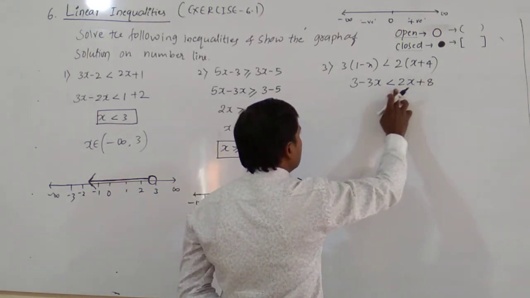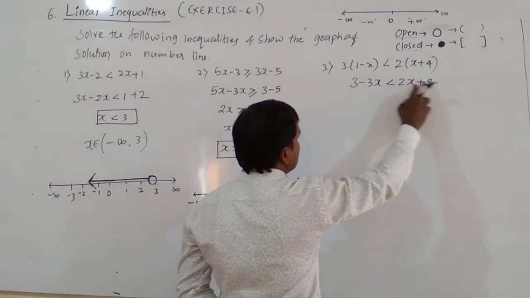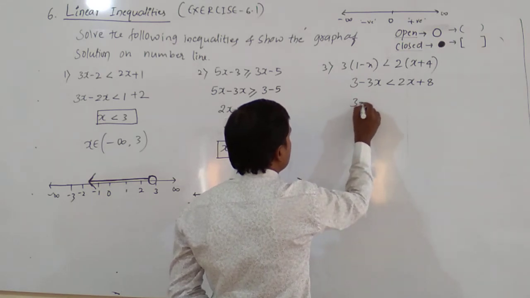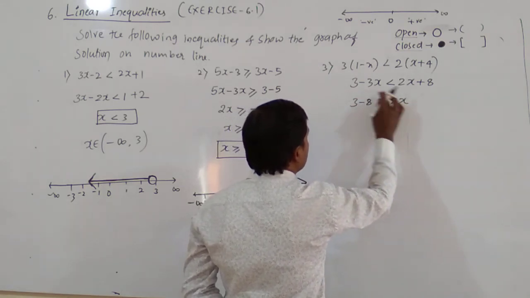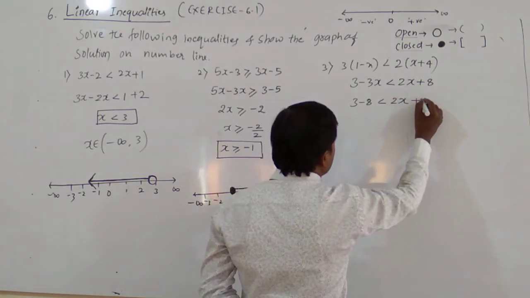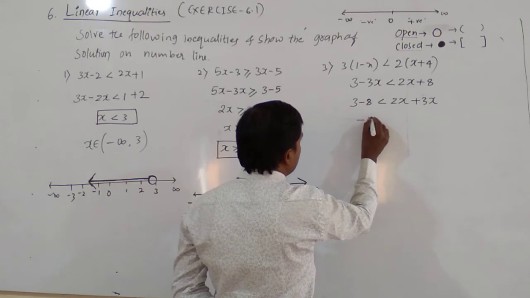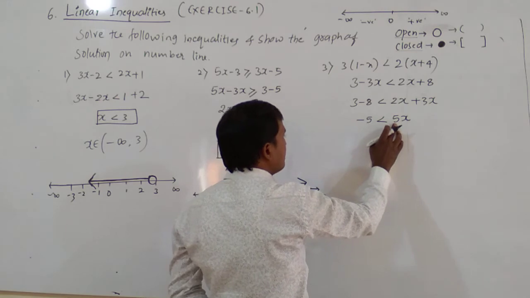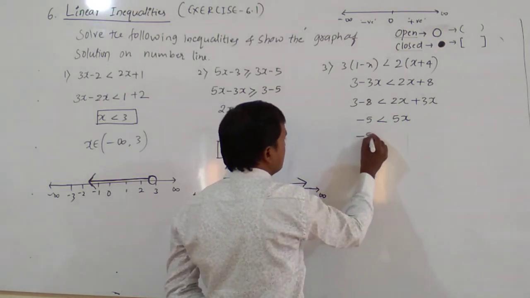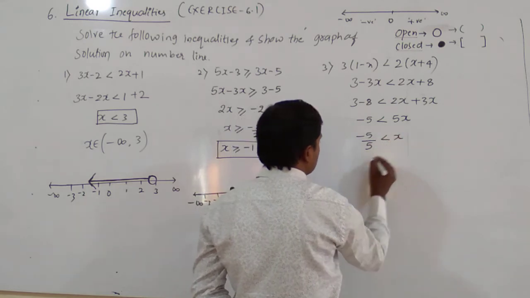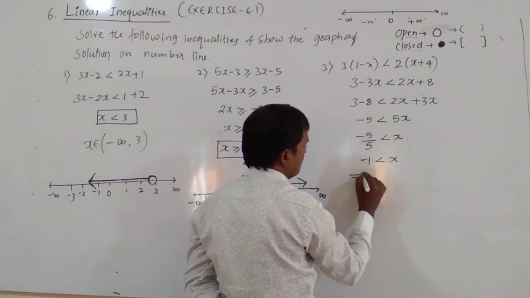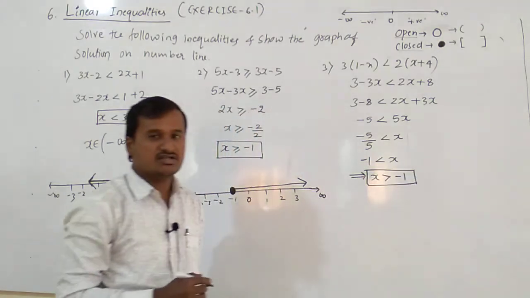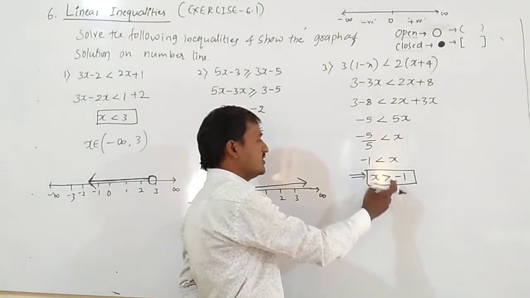Now take minus 3x to this side and take the 8 to this side. So clearly it is minus 8 which is less than 2x, and take this minus 3x to this side, plus 3x. So clearly it is minus 5 which is less than or equal to 5x. So divide by 5: minus 5 divided by 5 which is less than x, minus 1 less than x. So how can we write this? x more than minus 1. Both are the same: minus 1 less than x or x more than minus 1.